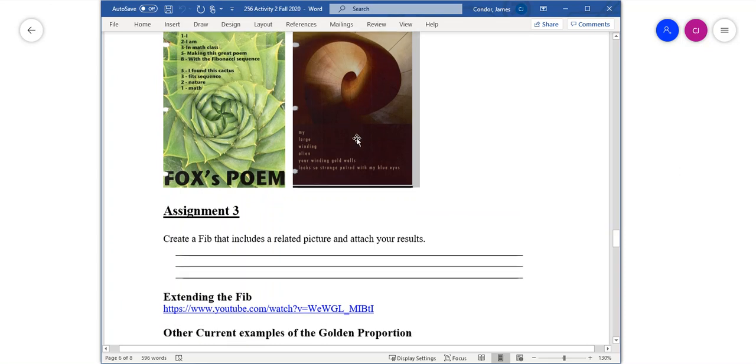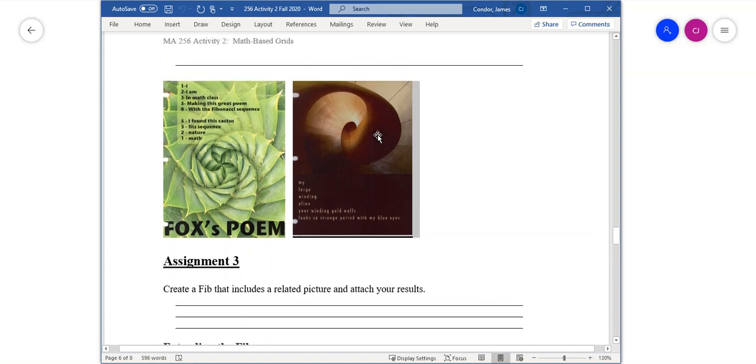Okay, here's another one. Again, we're adding to the Fibonacci poem, we're adding a picture with it, because we're doing visuals, right? We're not worrying about the English as much as the visual going with it. So: "My large, winding alien, your winding gold walls look so strange paired with my blue eyes." So again, it's a Fibonacci poem.